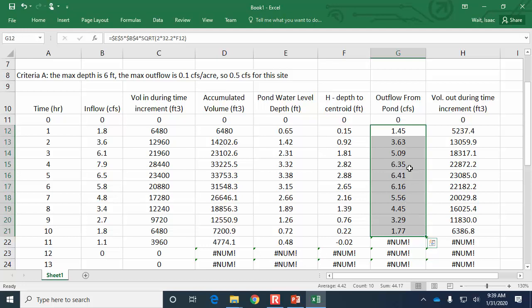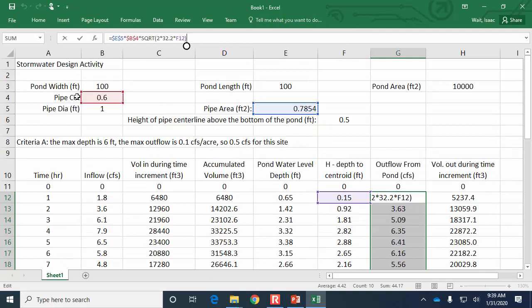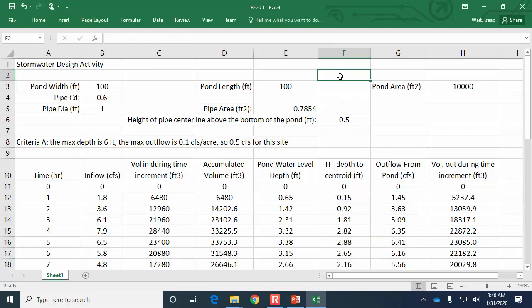Okay, so if the outflow is too high, how do we make sure that there's less water going out of the pond? What's the outflow based on? If we look at the formula, it's based on the discharge coefficient, which we don't have direct control over, the pipe area, which we can control, and then the depth of the pond, which we have indirect or secondary control over. So what we can do is make the pipe diameter smaller.